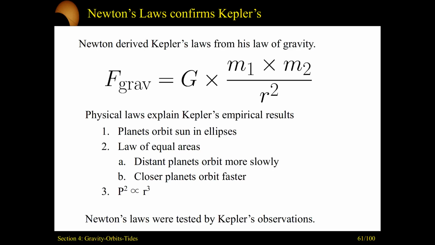So as a recap, Newton was able to derive all of Kepler's laws using the law of gravity and his three laws of motion. Newton could explain all three of Kepler's laws using his physical models of the universe.